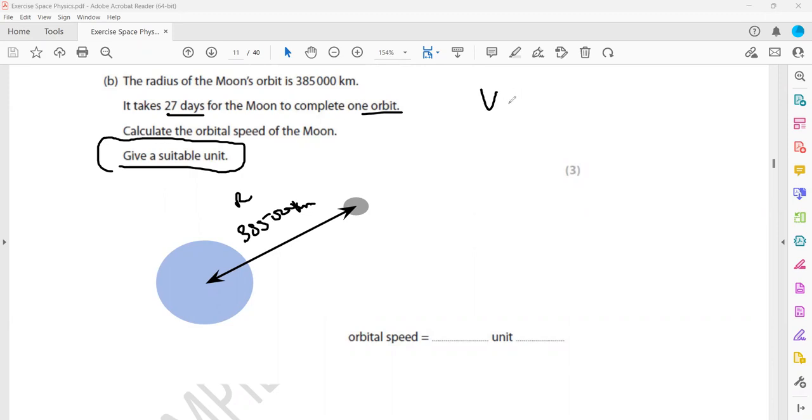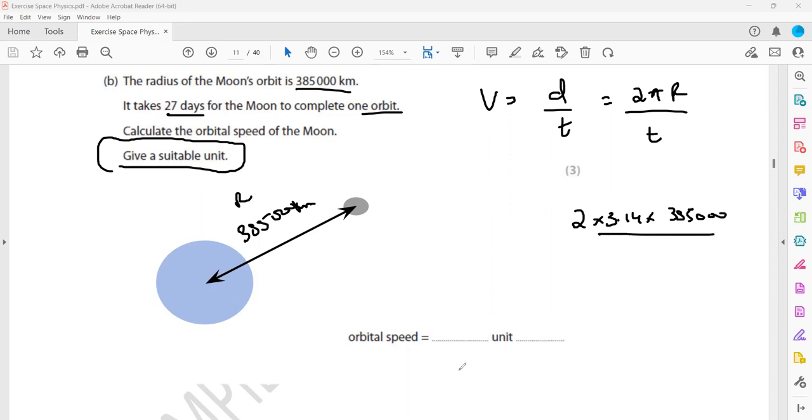We have the formula that speed equals distance divided by time. When an object moves in a circular path, the distance is 2 pi r, and the time is T. So it will be 2 times 3.14 times the radius. If I'm not converting the kilometers, it will be 385,000. And I did not convert the time from days. Your time in seconds is also fine, you can convert into seconds. But what if I'm not converting? I'll write 27.